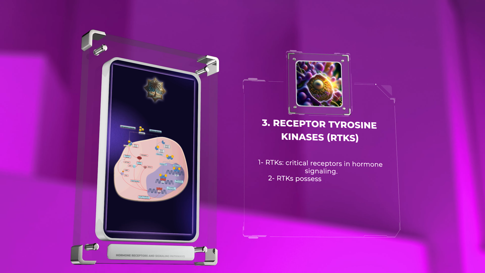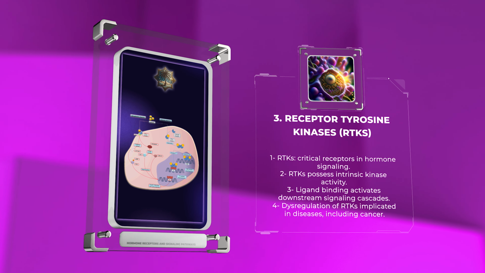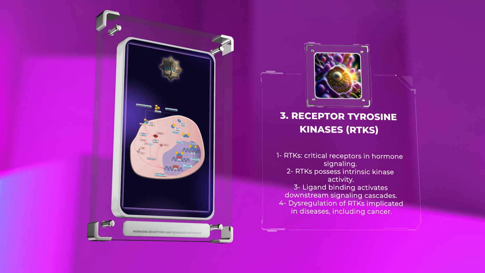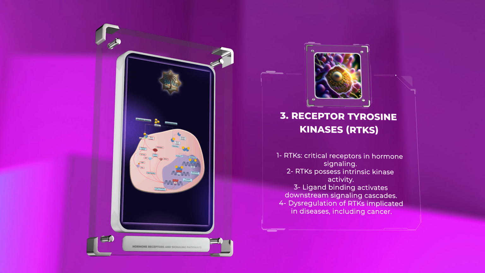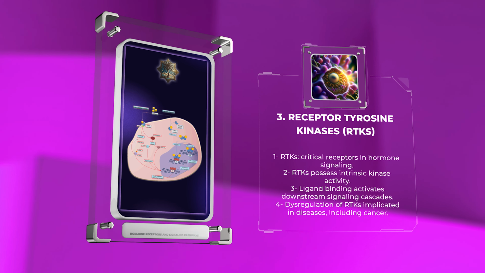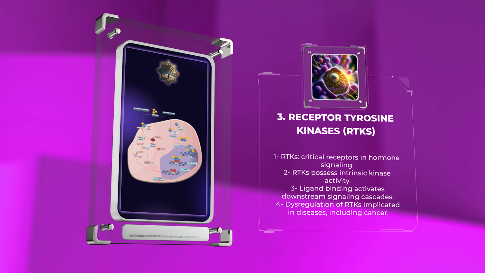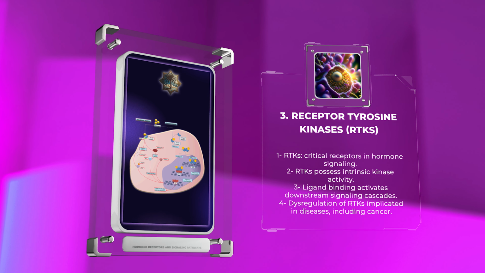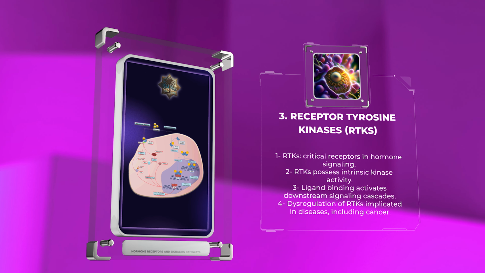In contrast to GPCRs, RTKs are another critical class of receptors involved in hormone signaling. RTKs possess intrinsic kinase activity, allowing them to phosphorylate specific tyrosine residues upon ligand binding. This phosphorylation activates downstream signaling cascades, leading to cellular responses such as proliferation, differentiation, and survival. Dysregulation of RTKs is implicated in various diseases, including cancer. Targeting the aberrant activity of these receptors has shown promise in therapy development.